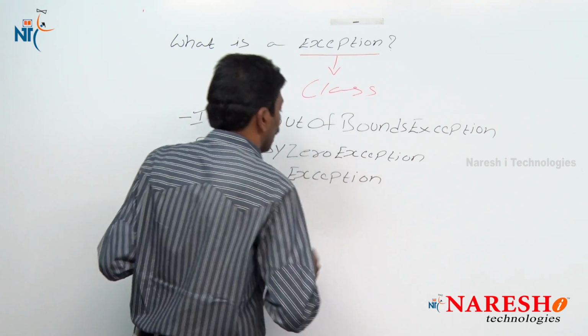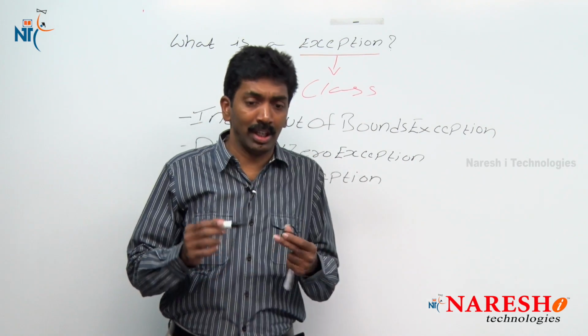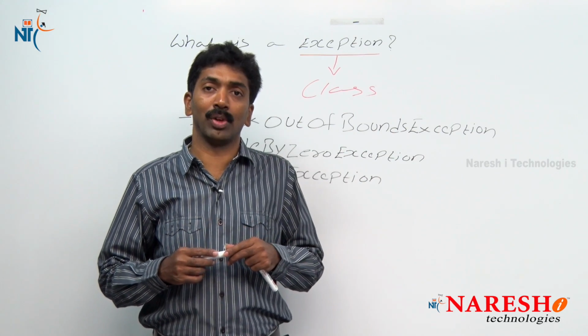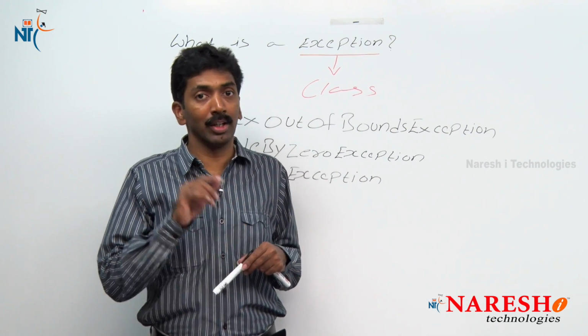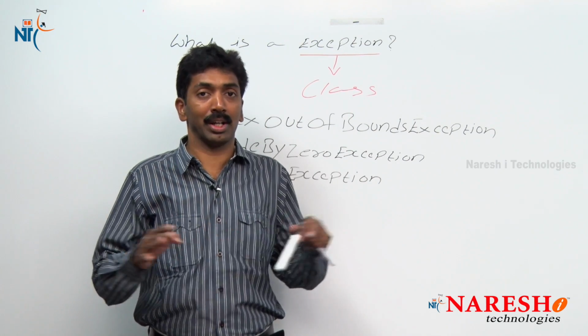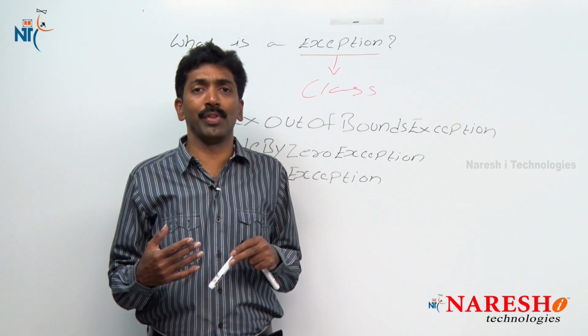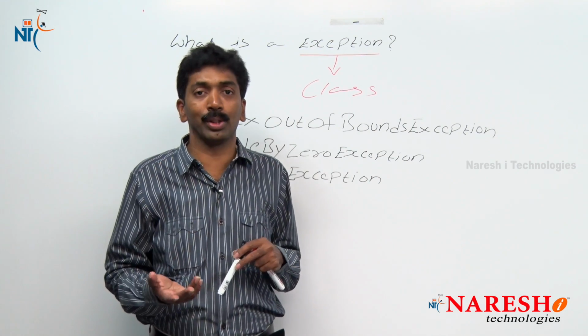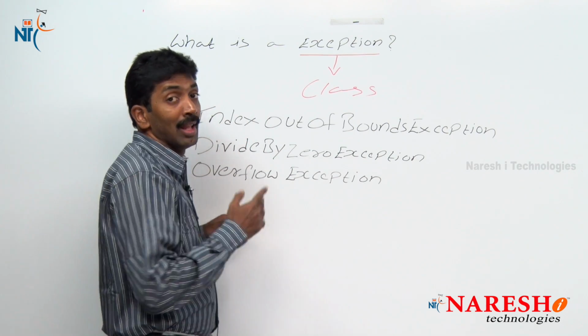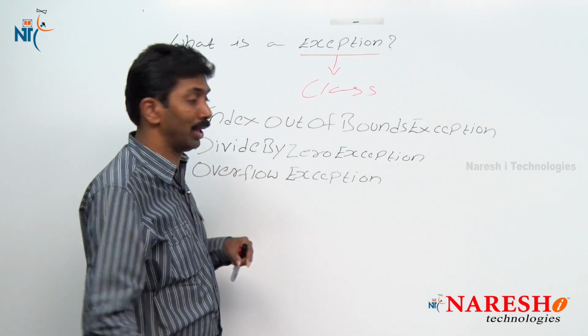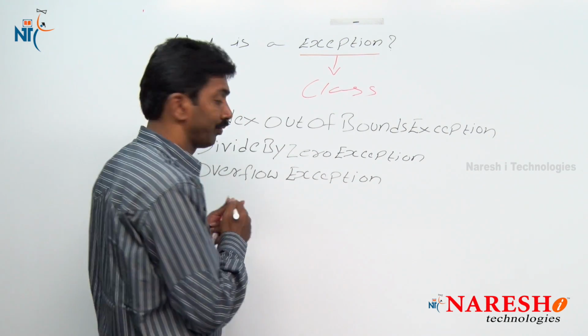What is the size of an int? Minus 2 power 31 to 2 power 31 minus 1 is the range of int. Suppose if at all you are trying to give a bigger value than the capacity or the range of int, you will get this. Means a value exceeding the size limit will give you overflow exception.